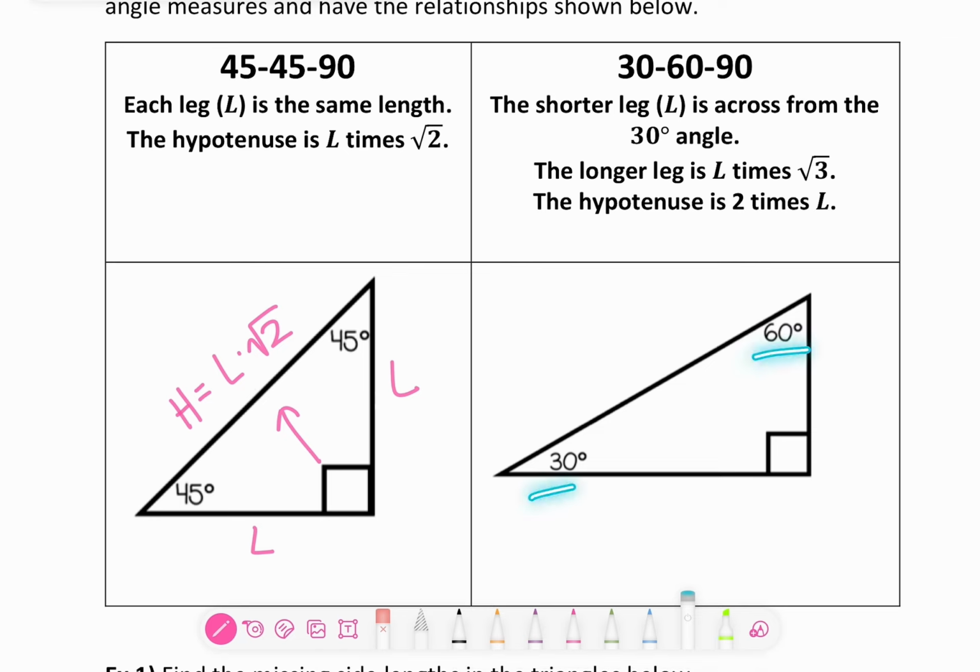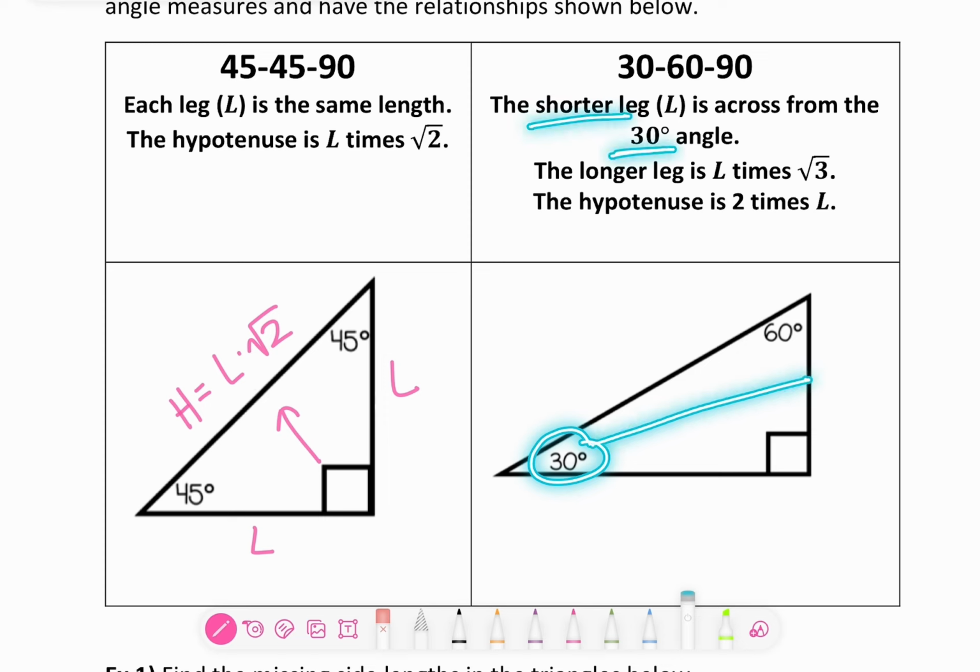Looking at a 30-60-90, which is a triangle with a 30-degree, a 60-degree, and a 90-degree angle, this one's a little more complicated because there are three different side lengths this time. There's still a hypotenuse, but then there's a shorter leg and a longer leg. And how to differentiate is this. Look where the 30-degree angle is. That's the smallest angle. So across from that is the shortest side.